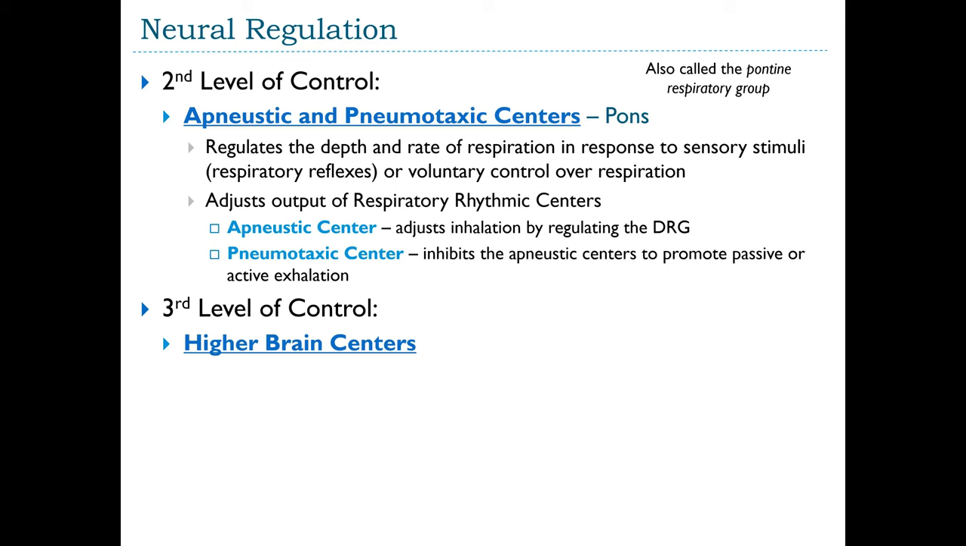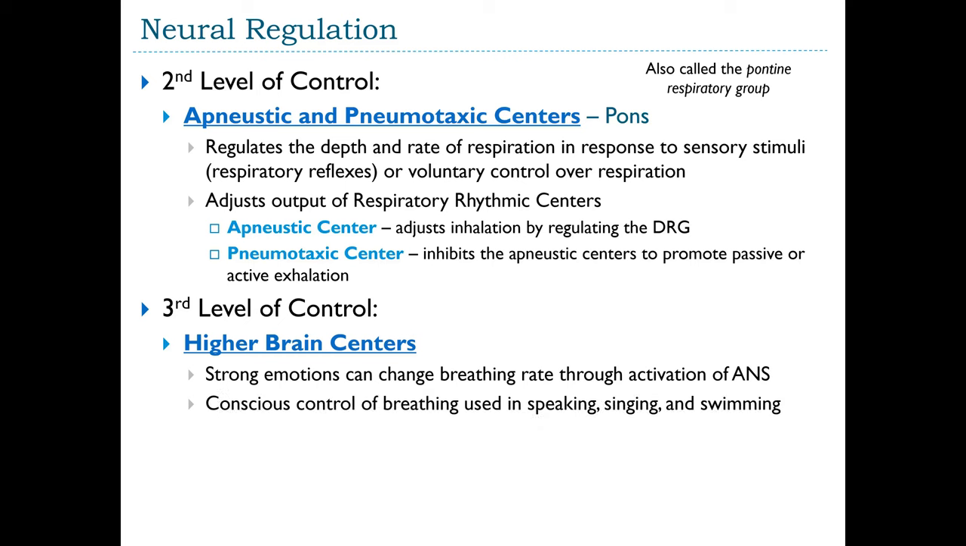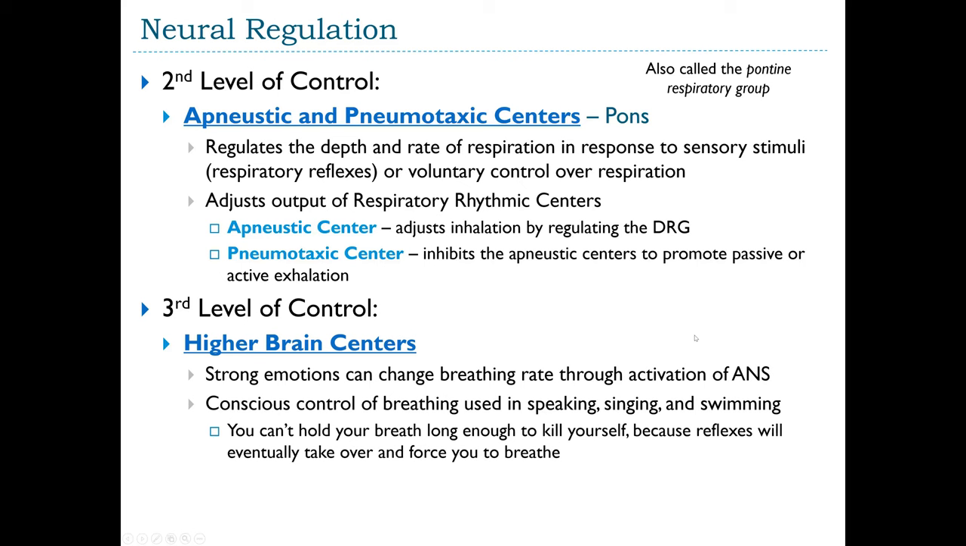The third level of neural control are your higher brain centers. So for example, strong emotions can change your breathing rate through activation of the autonomic nervous system. And you can also have conscious control over your breathing. You use this when you are speaking, singing, or holding your breath, like while you're swimming. Just note, you can't ever hold your breath long enough to kill yourself because reflexes will eventually take over and force you to breathe. Primarily your rising carbon dioxide levels. That's one of your strongest reflexes that drive your need to breathe.